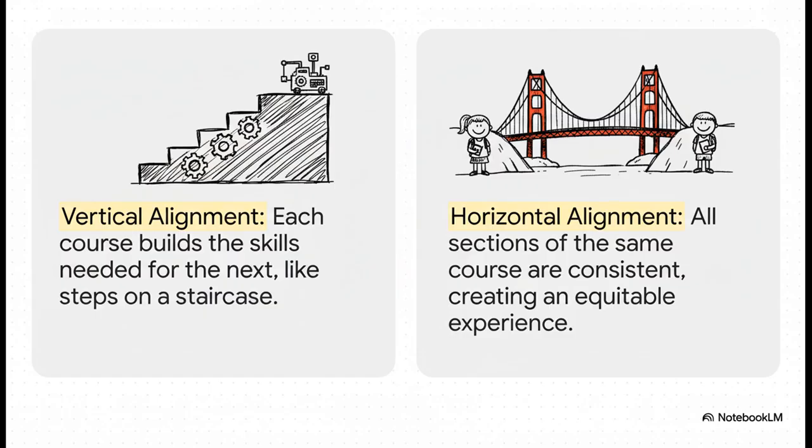Now, alignment actually comes in two flavors, and this slide breaks it down beautifully. First, you've got vertical alignment. Think of this like a staircase. Each class you take should give you the skills you need for the next one up. Then there's horizontal alignment. This is more like a bridge. It makes sure that everyone taking the same course gets a consistent, fair experience, no matter which teacher they have.